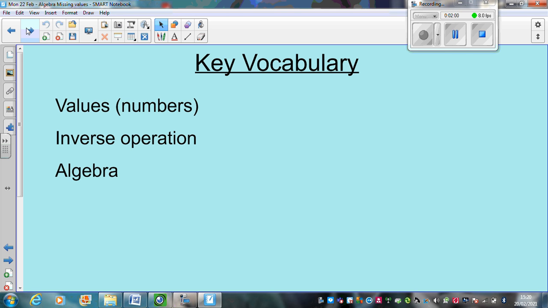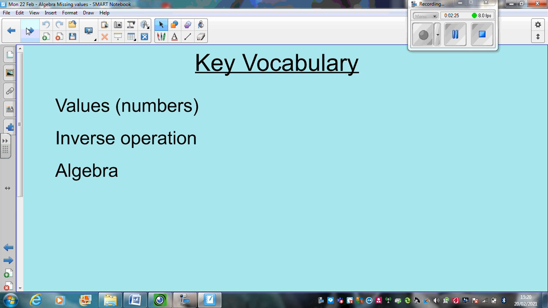Our key vocabulary today are values. That simply means numbers. Okay, so missing values means missing numbers. Inverse operation is when we swap addition for subtraction or subtraction for addition, and then multiplication for division and division for multiplication in order to solve problems. And again, more of that later on.